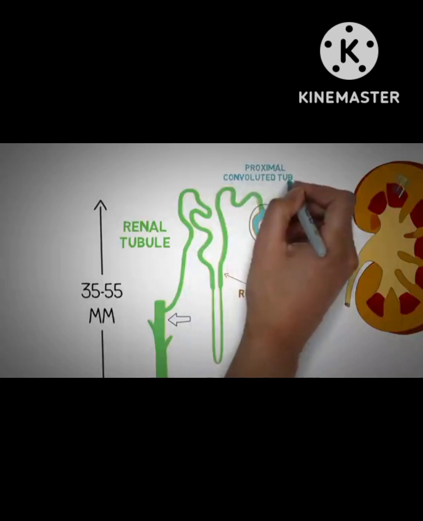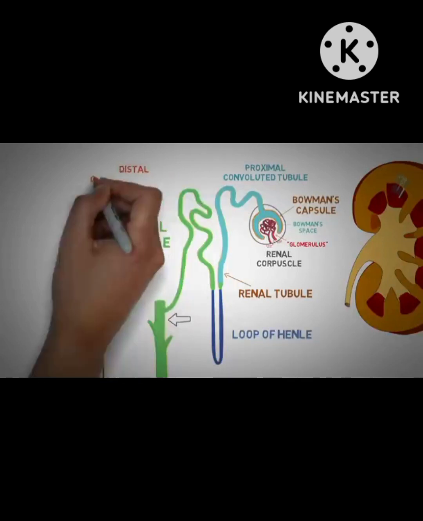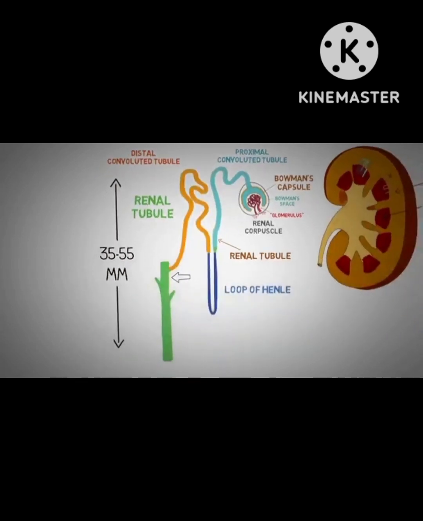The proximal convoluted tubule, which is this part of the tubule shown in the light blue color. Then we have the loop of Henle, which is shown in dark blue color. And finally, we have the distal convoluted tubule, which is this part of tubule here shown in orange color. The distal convoluted tubule in turn ends into the collecting duct.